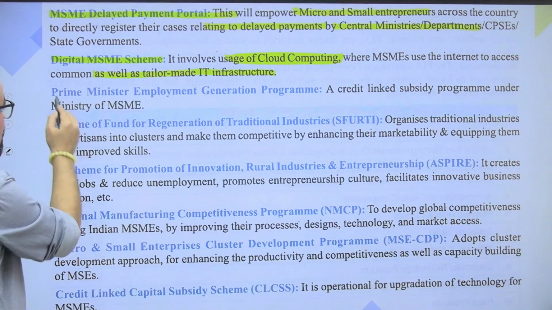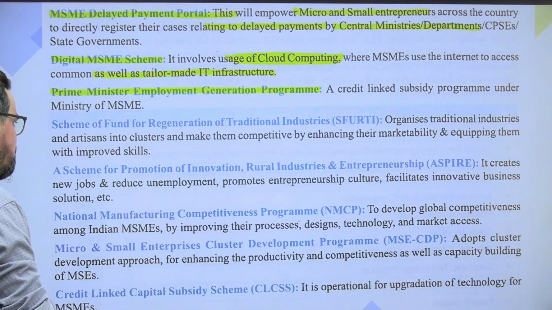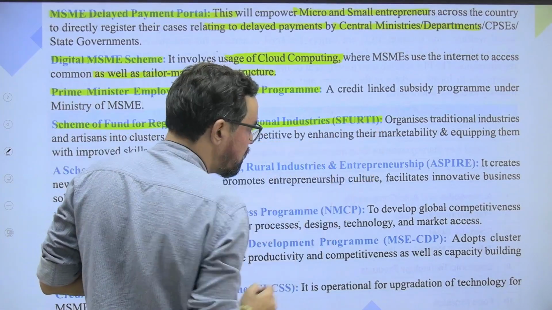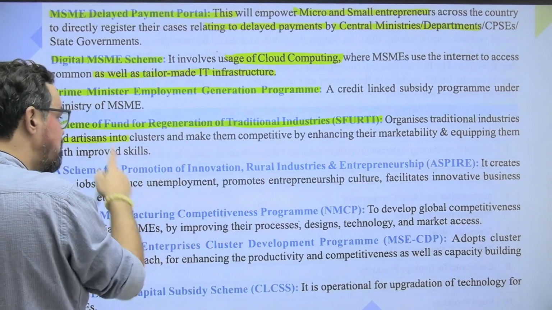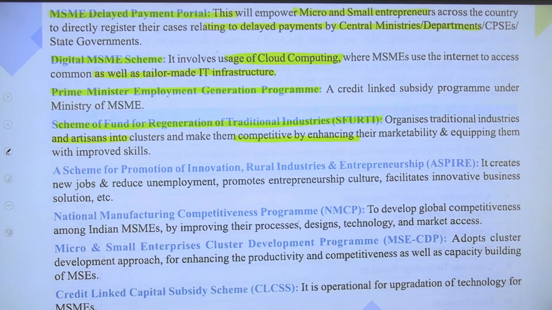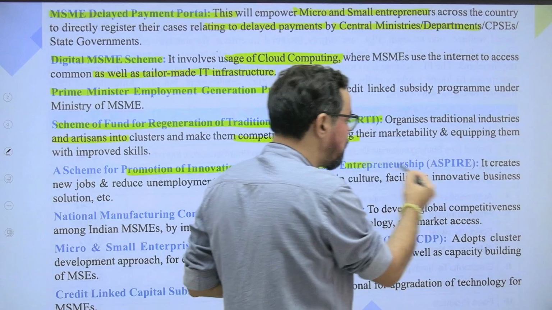ठीक है. प्राइम मिनिस्टर एम्प्लॉयमेंट जनरेशन प्रोग्राम, क्रेडिट लिंक सब्सिडी प्रोग्राम अंडर मिनिस्ट्री ऑफ MSME, scheme of fund for regeneration of traditional industries SFURTI, which is for your traditional industries and artisans to cluster into clusters and make them competitive by enhancing their marketability. ठीक है, जो उनके पुराने पुराने आर्ट्स होती हैं, तो उनकी कलाओं को राष्ट्रीय और अंतर्राष्ट्रीय स्थल पे ले जाने के लिए. ठीक है, so to promote them at national level or international level, we have one scheme which is known as SFURTI, right? A Scheme for Promotion of Innovation, Rural Industries and Entrepreneurship, ठीक है, ASPIRE.